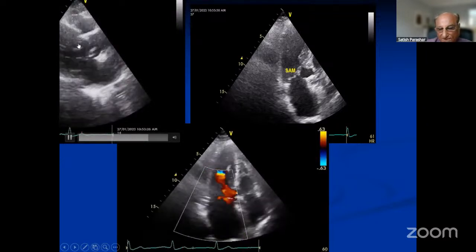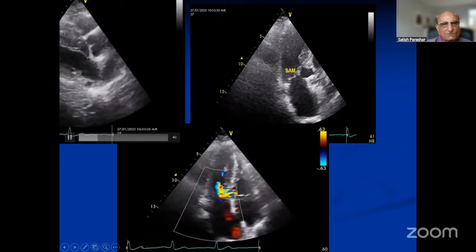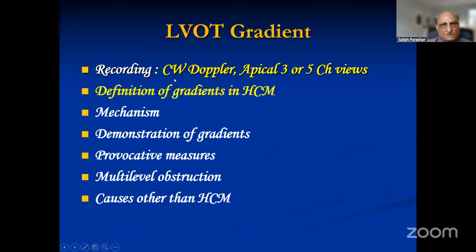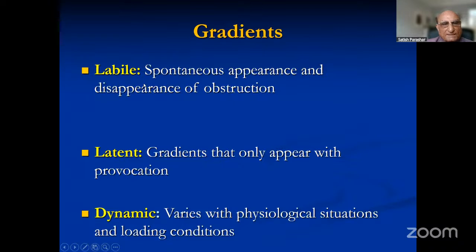So this can be another variant. Now, whenever we record a CW Doppler in apical 3 or 5 chamber views, according to the modified Bernoulli equation, we get the sectors, the segments, and the velocities. The definitions have been known to you, but we just want to revise them.